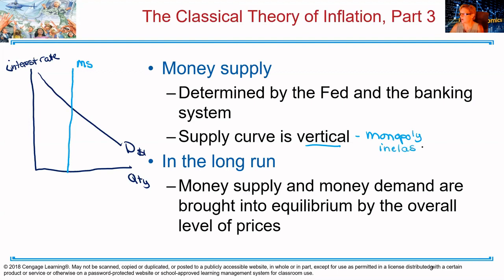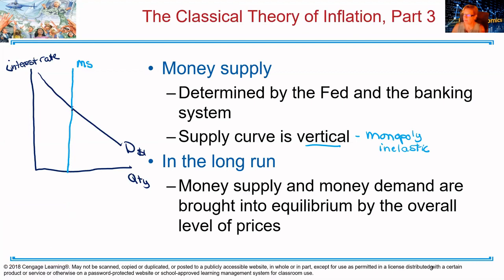You don't need to know all this part. This is just for people who've had micro. And so it's perfectly inelastic because there are no substitutes to money in its current form, unless you want to talk about cryptocurrency. And that graph looks a little bit different.